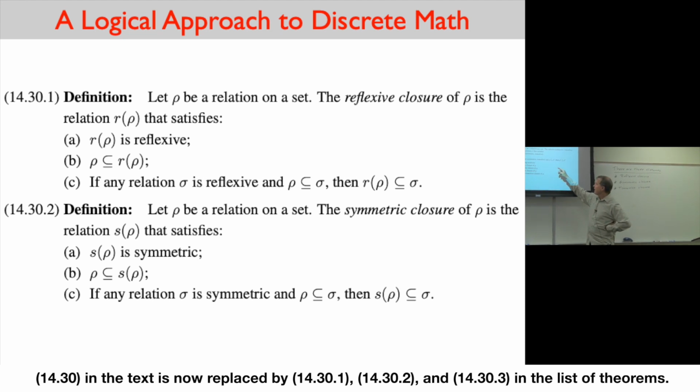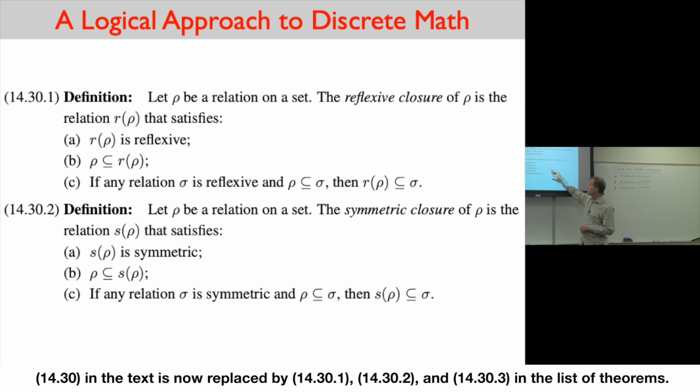He says, let rho be a relation on a set. The reflexive, parentheses, symmetric, transitive, closure of rho is the relation rho prime that satisfies blah, blah, blah. Now, let me explain how to read this. So first of all, let's just forget about the parentheses, okay? Forget about the parentheses. The definition says, let rho be a relation on a set.